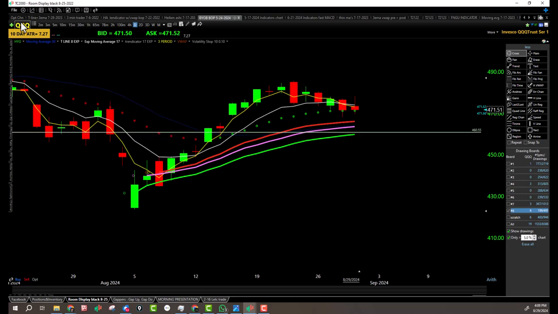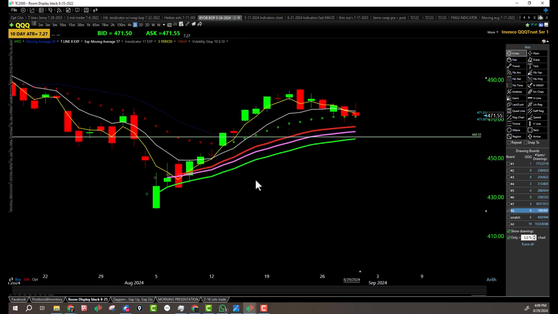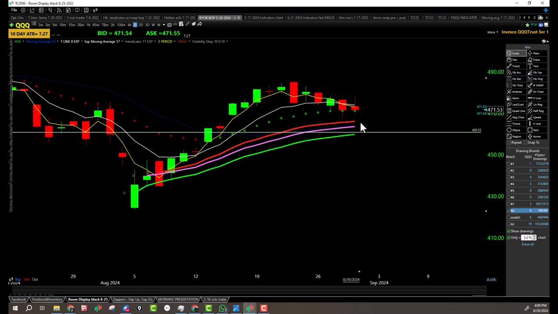Awesome. All right. So here's QQQ. Price action today, higher low, higher high. Closing underneath the bearish trap, but over the 17 EMA. Still in an uptrend. Been in an uptrend ever since we took out that high. So QQQ, still in an uptrend. All right, let's take a look at Diamond Dow.